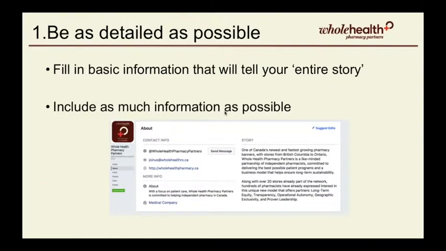So, number 1 is that you want to be as detailed as possible. Fill in as much basic information as you can to tell your entire story and fully explain what your business does, where it's located, how to get in touch with you, and so on. If someone is interested enough to click this link to view your full description, you want to make sure they find as much information as possible. As you can see in the image at the bottom of the slide, that's an image from the Facebook for Whole Health Pharmacy Partners, and you can see in our story we filled in 2 paragraphs talking a little bit about us.